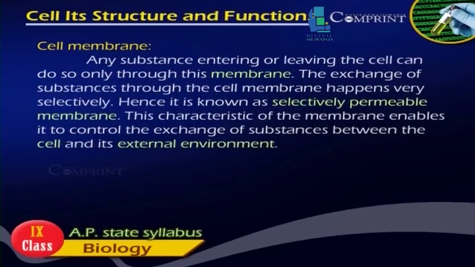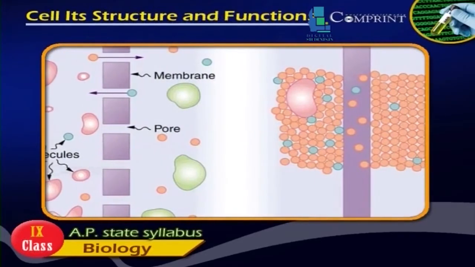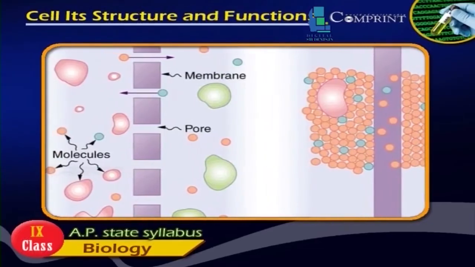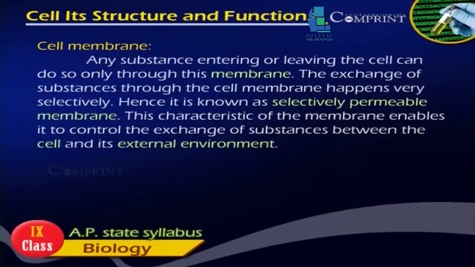Any substance entering or leaving the cell can do so only through this membrane. The exchange of substances through the cell membrane happens very selectively. Hence, it is known as a selectively permeable membrane. This characteristic of the membrane enables it to control the exchange of substances between the cell and its external environment.